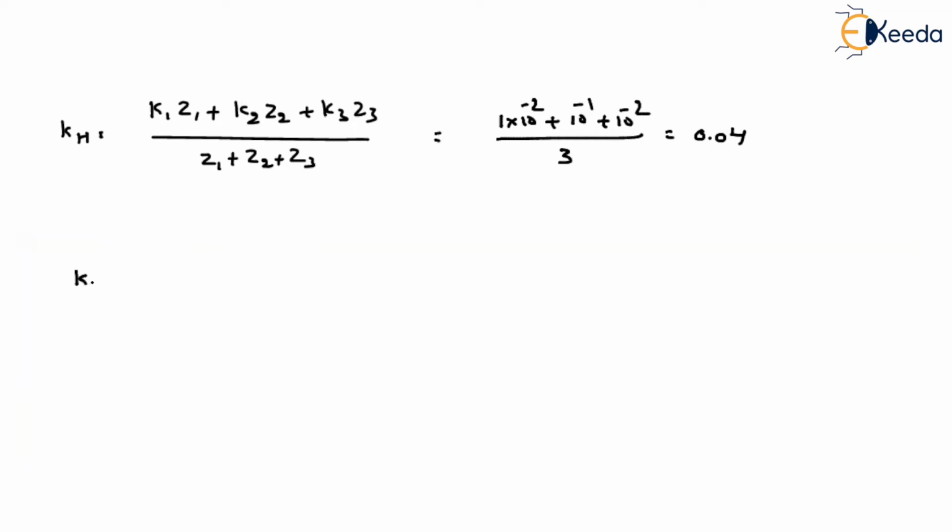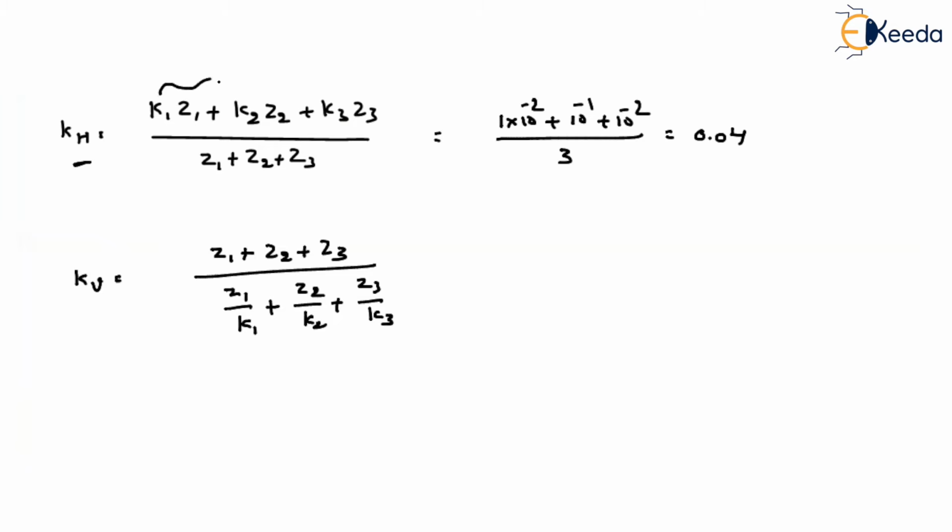Similarly, what about vertical permeability? If you remember the formula, Z1 plus Z2 plus Z3 divided by Z1 divided by K1 plus Z2 divided by K2 plus Z3 divided by K3. And remember it like this: if it is horizontal, your formula also will be oriented along horizontal. If it is vertical permeability, the formula is also oriented along the vertical. See, K1 Z1 for horizontal, and Z1 by K1 along vertical.